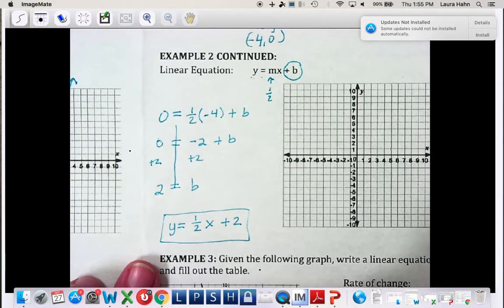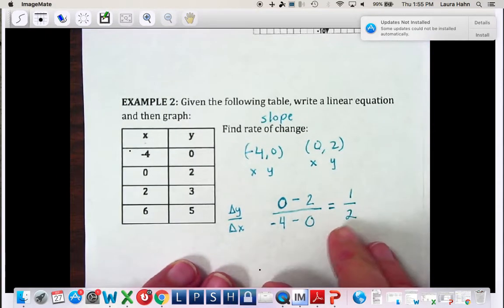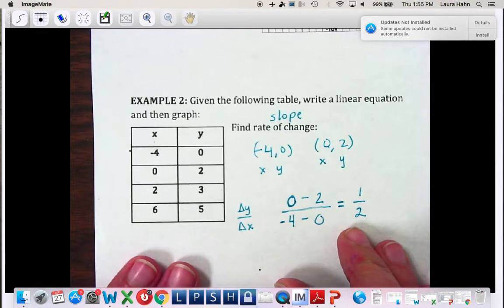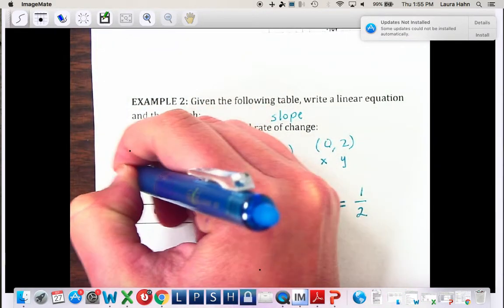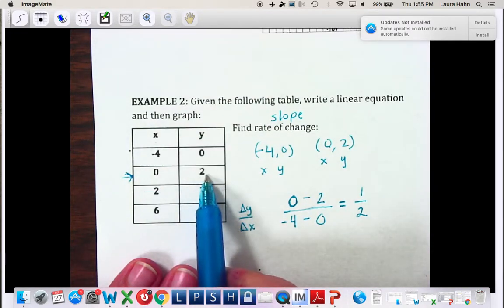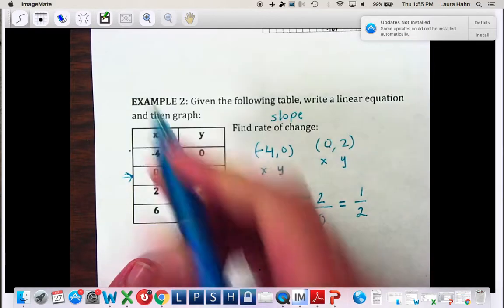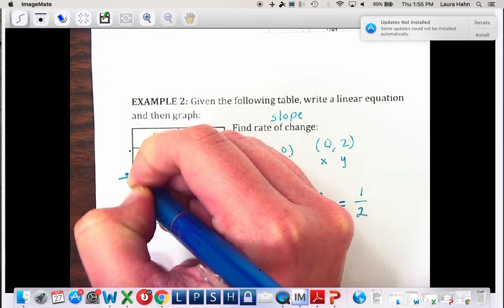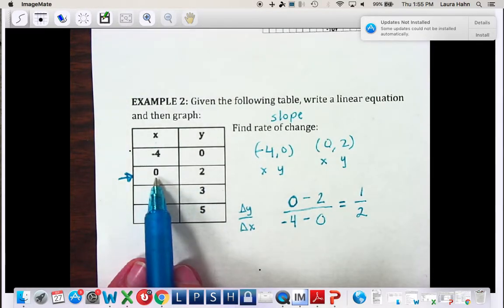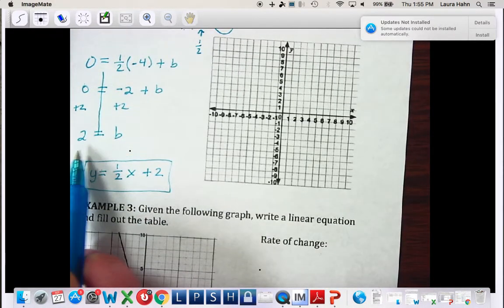Okay, another way we could have figured that out, the really easy way, which sometimes works out, is go look at your table. Your y-intercept is the y value when x is 0. Well, right here, I already have x is 0 listed here. So when x is 0, we started at a y of 2. So you really didn't have to do all that work, but I wanted to show you both ways. So remember, your y-intercept is the y value when the x is 0. Notice this is 2. And we solve to find 2.